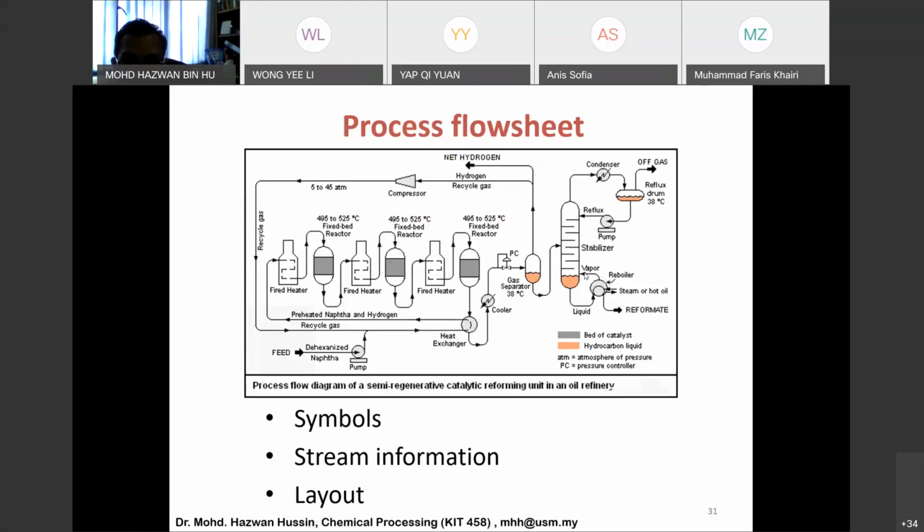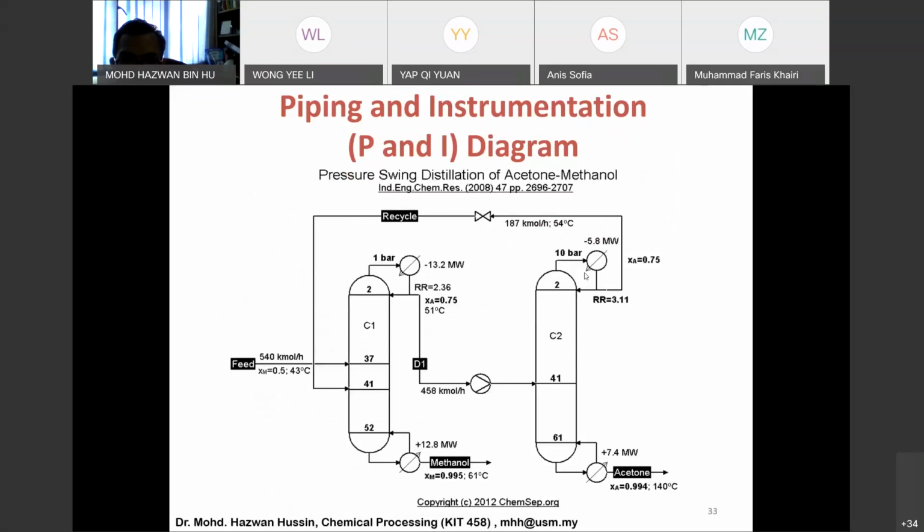Flowsheets, process flowsheet, because process flowsheet is actually showing the true symbol. Meanwhile, for this one, it's just showing the reactor, and then you have a heat exchanger. Okay, a valve over here. It's very simple, but yet a bit complicated to understand. Okay, so this is actually a process. I show the examples, pressure swing distillation of acetone methanol.